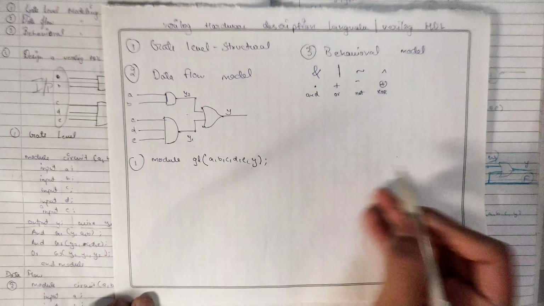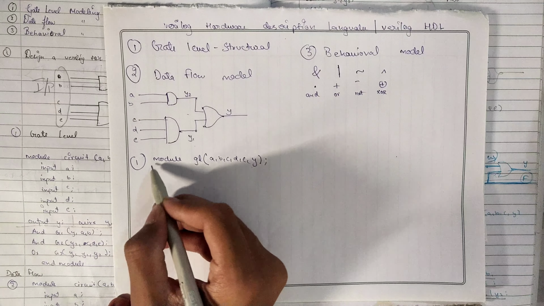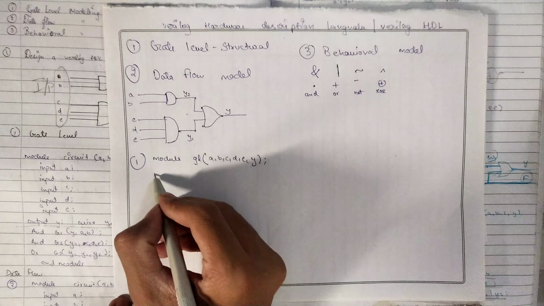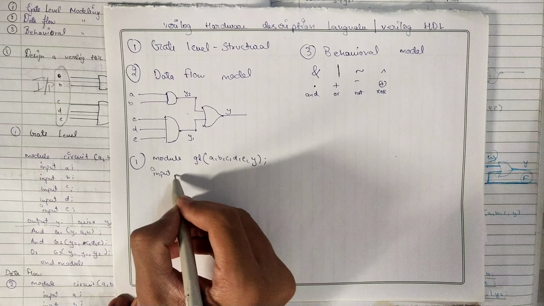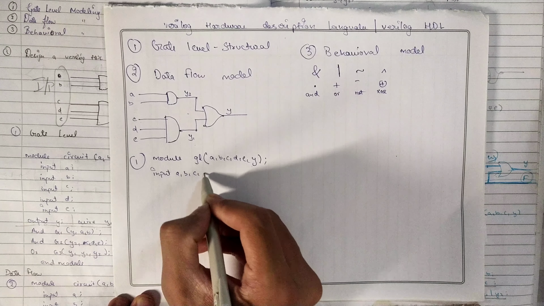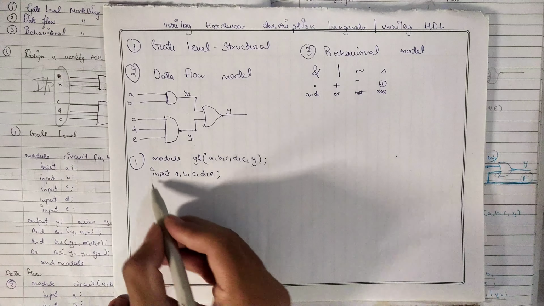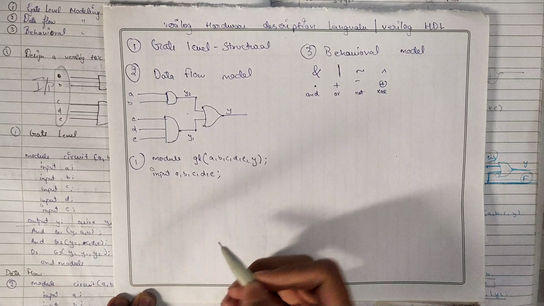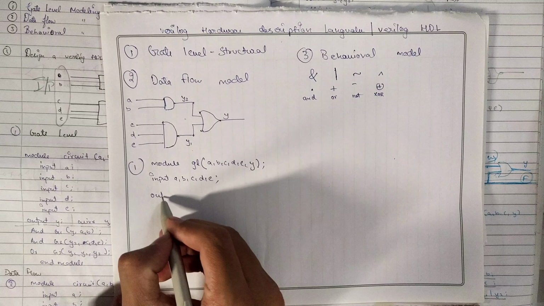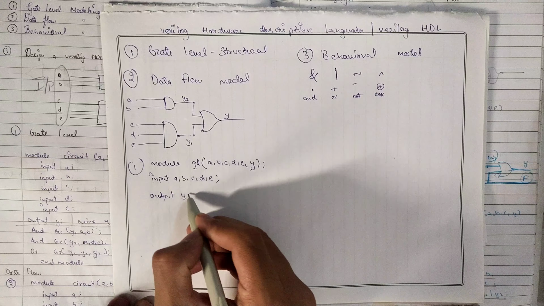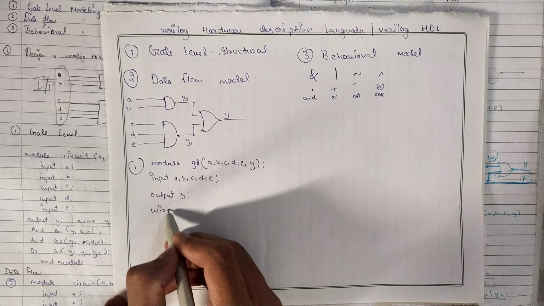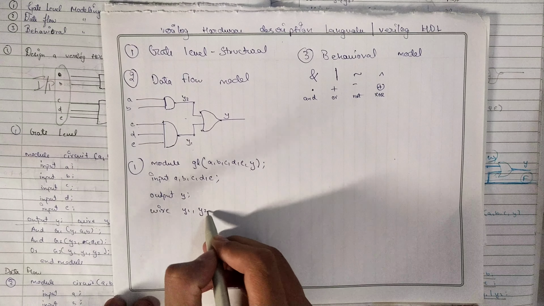the circuits. Okay. So, then now here, just like on your computer, you just have to write input A comma B comma C comma D comma E. In exam what you do, write input A, input B, input C, like that till the end, then output Y, then wire we have to write like this: Y1 comma Y2.